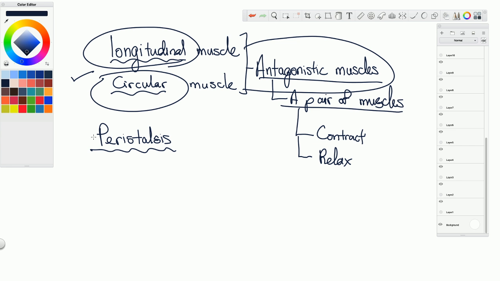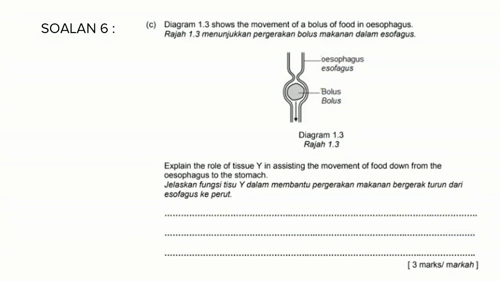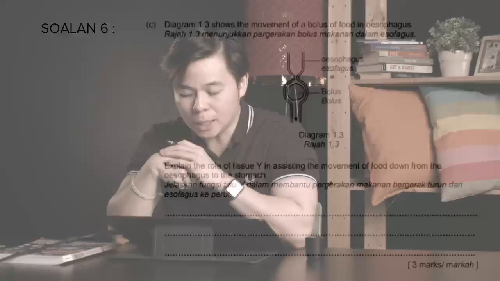Jadi sekali lagi, sini ada 3 markah jumlahnya. Yang pertama kena beritahu nama otot yang terlibat. Here is the longitudinal muscle and the circular muscle, otot melintang dan juga otot yang membujur. You can check from BM version. It's called circular muscle in English, and then the longitudinal muscle for the other muscle here. So these two are the antagonistic muscle.